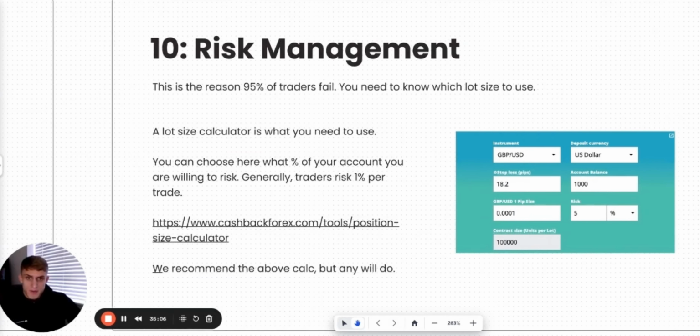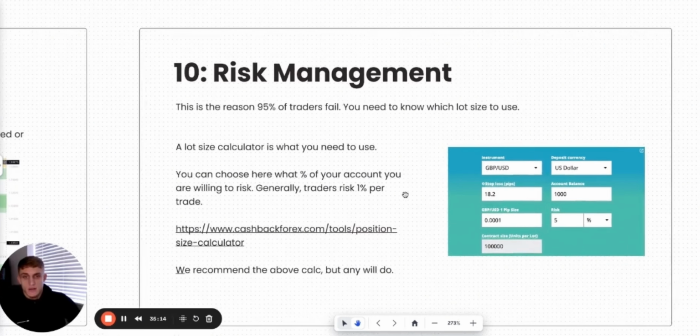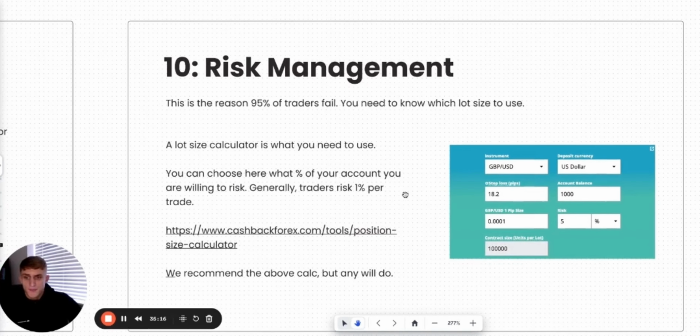Now onto the risk management. This is boring, but it's something that you have to do if you want to be successful. You wouldn't believe how many times I see someone who doubles their money in a week and then blows it the week after, because if you're doubling your money, you're over-leveraging, and that's just the top and bottom of it.